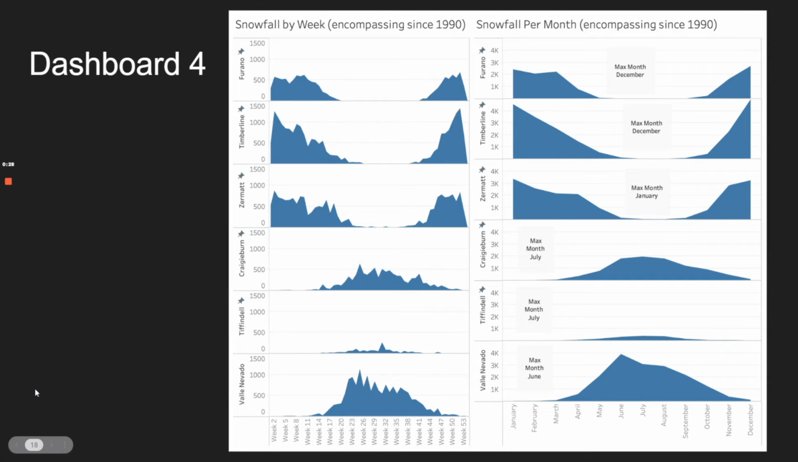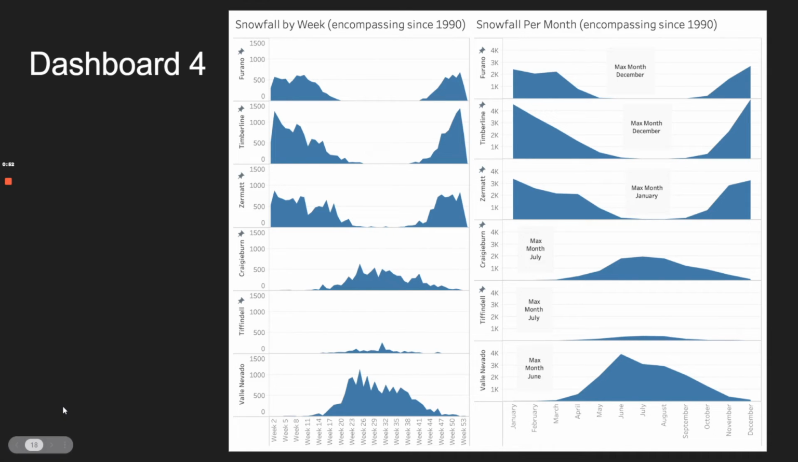So we're looking at snowfall by weeks and snowfall per month. The weeks of the year correspond to the months where it's the best time of the year to hit the slopes. For the northern hemisphere, the best time would be weeks 2 to 11 and 50 to 53. For the southern, it's weeks 23 to 38.